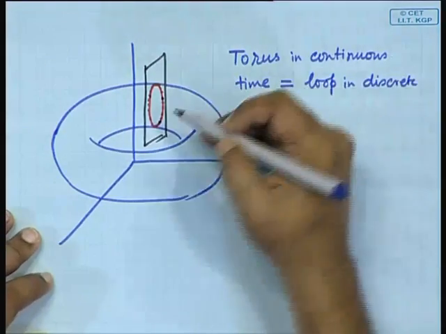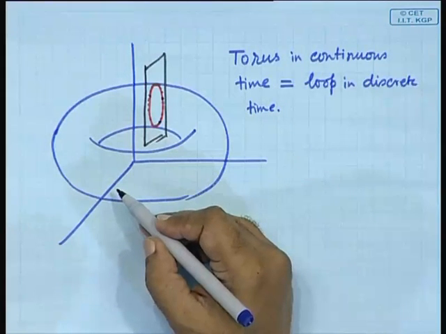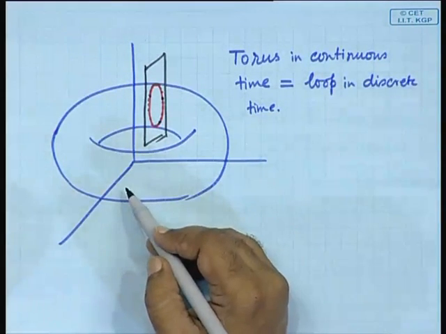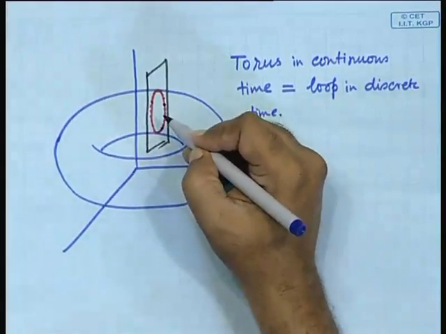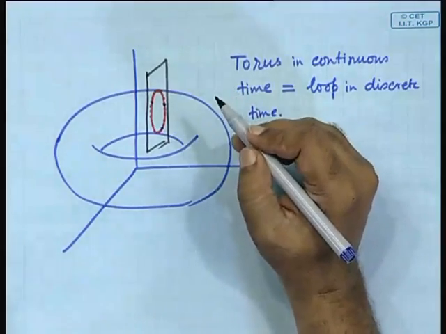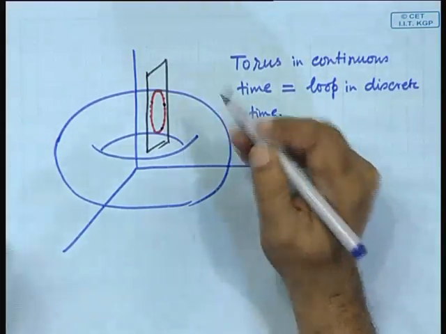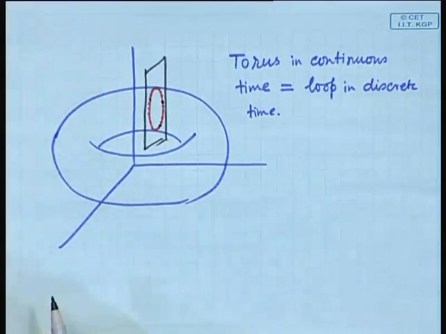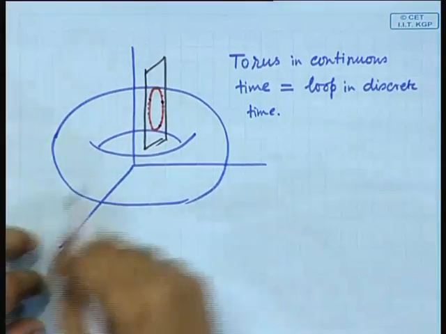In fact, if the two frequencies are the same, what will you see? If f1 is equal to f2, just 1 point. So, there will be just 1 point, but that 1 point also will be placed somewhere on the loop, depending on how this plane intersects that torus.